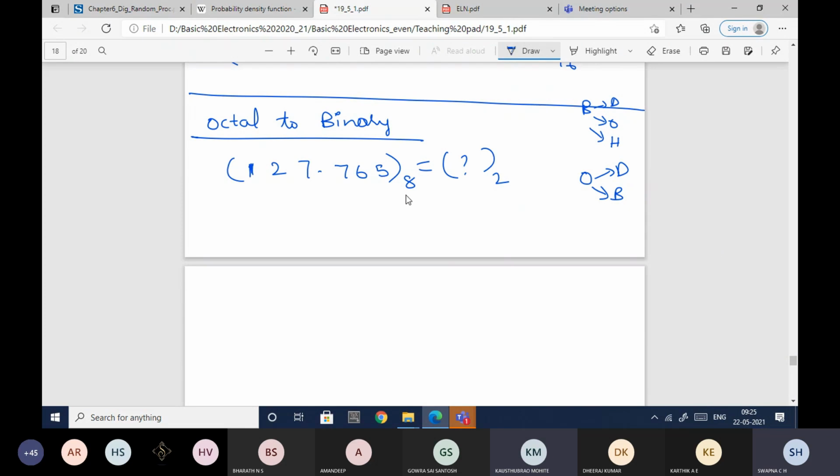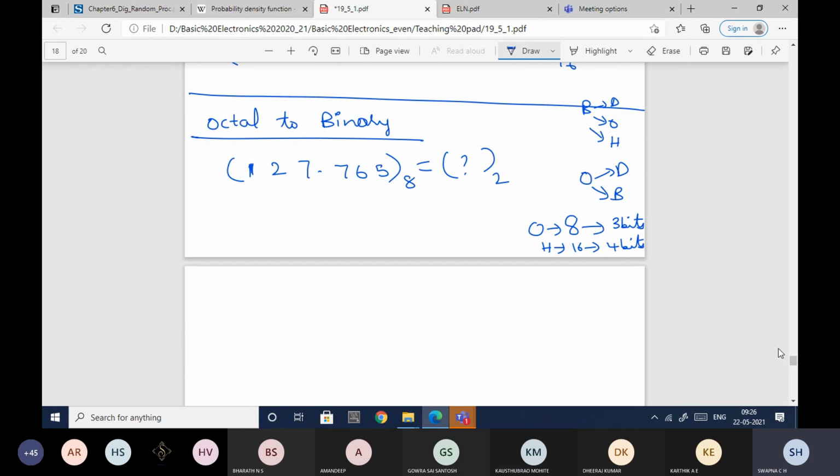No. See, always you need to remember, octal number, you need to have only 3 bits. Hexadecimal you have, you need to use 4 bits. Here it is octal, so it is related to 3 bits. Something you have to do with 3 bits. What is that? You tell me.